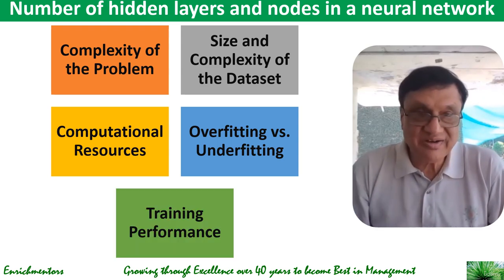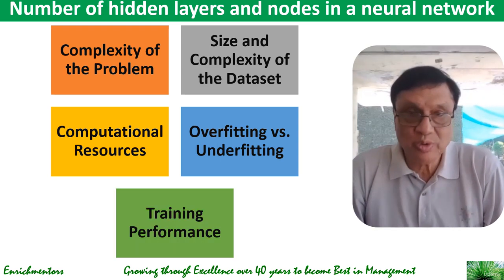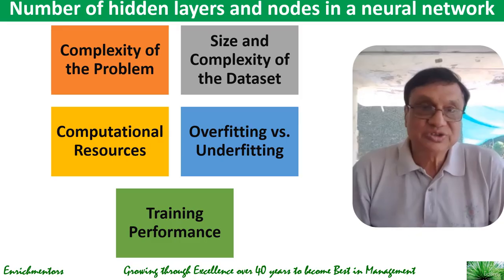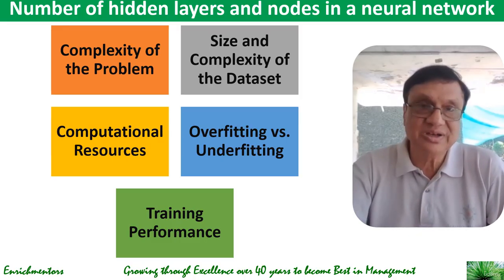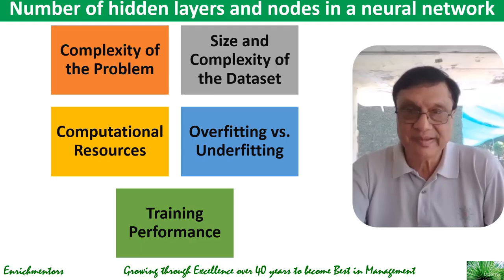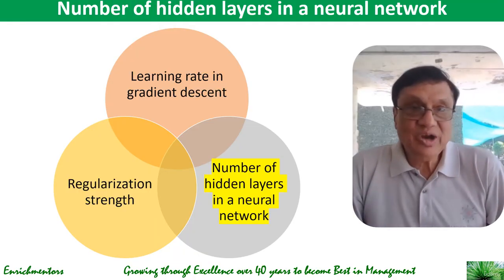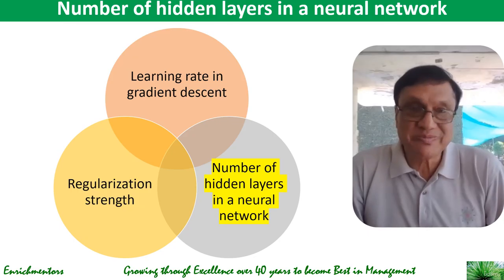And lastly, the training performance. Deeper architectures with more hidden layers may require more training time and more careful hyperparameter tuning to achieve good performance. So these are the factors that determine the number of hidden layers and nodes in a neural network. In practice, the optimal number of hidden layers and nodes is often determined through experimentation. There is no formula as yet.